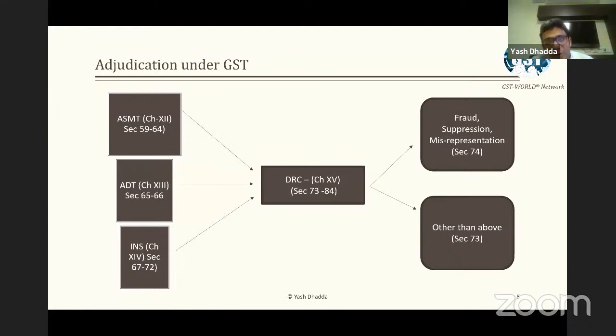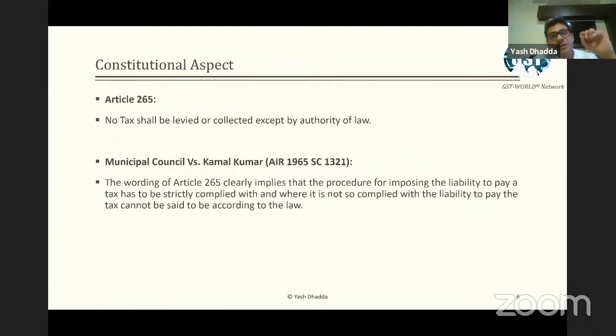Now, in all of these 3 routes, they have their own forms, they have their own modalities. In fact, to some extent, they have a limited criteria within which the officer can do his duties. And for all of this, as an assessee, we have certain rights which we can exercise depending upon what stage we are at. So why is it important to understand? Because all of us know that whatever tax has been charged from us, or whatever tax we are required to pay under GST, that comes from the mother, that is the Constitution of India, Article 265. And Article 265 says that no tax shall be levied or collected except by the authority of law. Now, what is the authority of law?